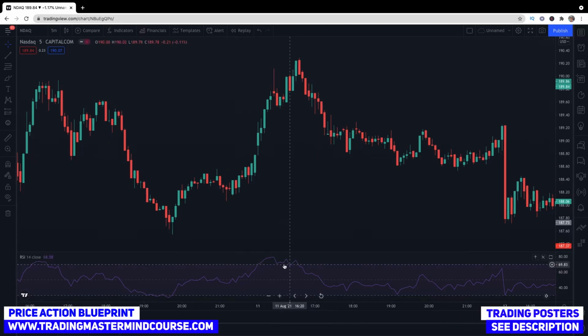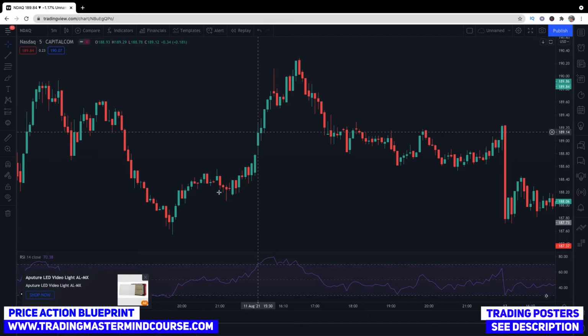So for our divergence, we are using an RSI 14 to spot the divergence. And if you don't know what divergence is, this is what we're looking for. We are looking for opposites in our indicator and our price action. So divergence is a reversal technique.